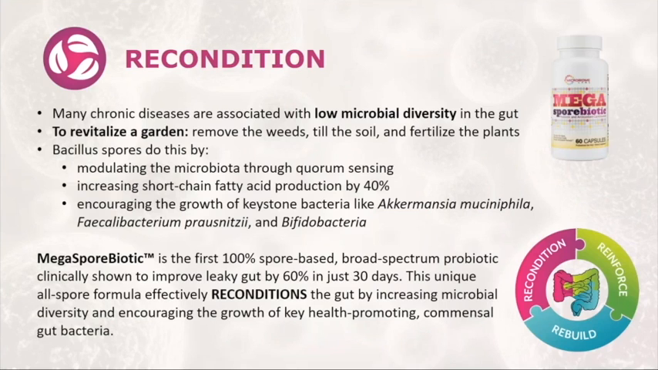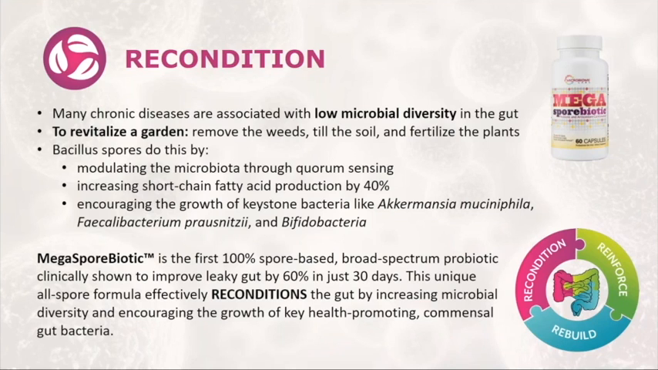So as we outlined, in many chronic diseases, there's low microbial diversity in the gut. So what we want to do is revitalize that garden. We want to remove the weeds, till the soil, and fertilize the plants so that we can have this vast ecosystem that we showed in the very first slide of the presentation. The bacillus spores do this because they can modulate the gut microbiome. They can increase short chain fatty acid production by 40%. And short chain fatty acids are the anti-inflammatory compounds that are made by the microbes in the gut microbiome.